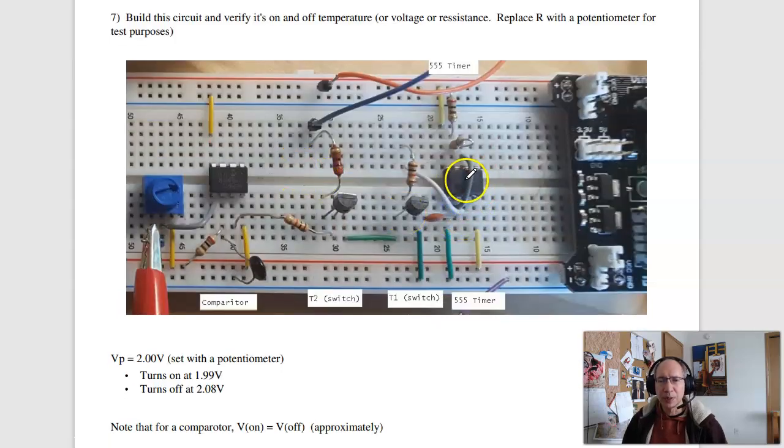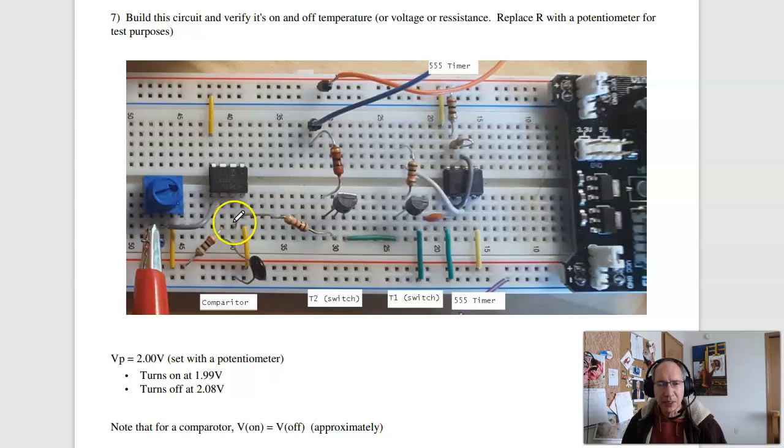So here's my 555 timer. The output goes right here. That goes to a 1K to the base of the first transistor. That turns it on and off. The collector goes to the emitter of the second transistor. And here's the speaker going to the collector through 20 ohms.